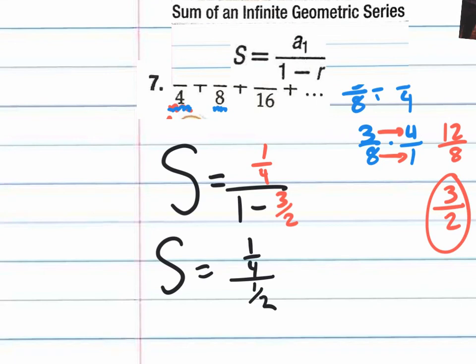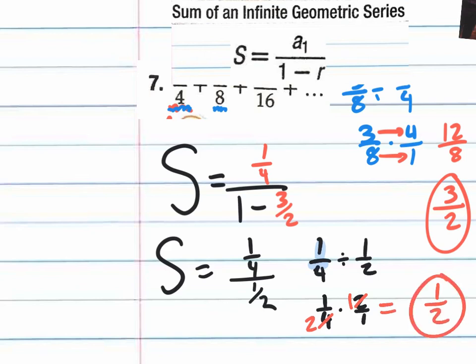Now, let's rewrite this horizontally instead of vertically. So that's 1/4. Whoops, I'm sorry about that. 1/4 divided by 1/2, which is really 1/4 times the reciprocal of half, which is 2 over 1, which is the same thing as 2. And you could multiply then reduce, or you could reduce first then multiply. 2 divided by 2 is 1. 4 divided by 2 is 2. So our answer is 1/2.